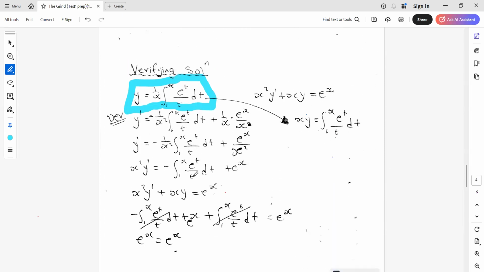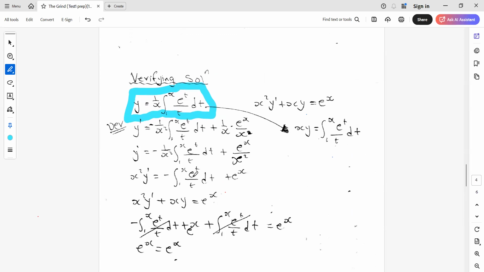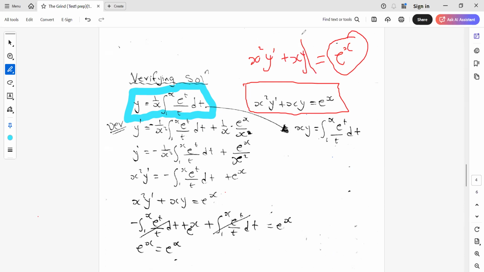But now let's come down to this. Verifying the solution is pretty easy. The only thing that you have to do is look at what you're given. So what am I given right over here? We're given that. So at the end of the day, I will have to say x squared multiplied by y prime plus xy, is it equal to e to the power x or not? Okay, so this is what I am trying to work with. If I take the sum of that on my problem, is it going to be equal to e to the power x or not? That's what you need.